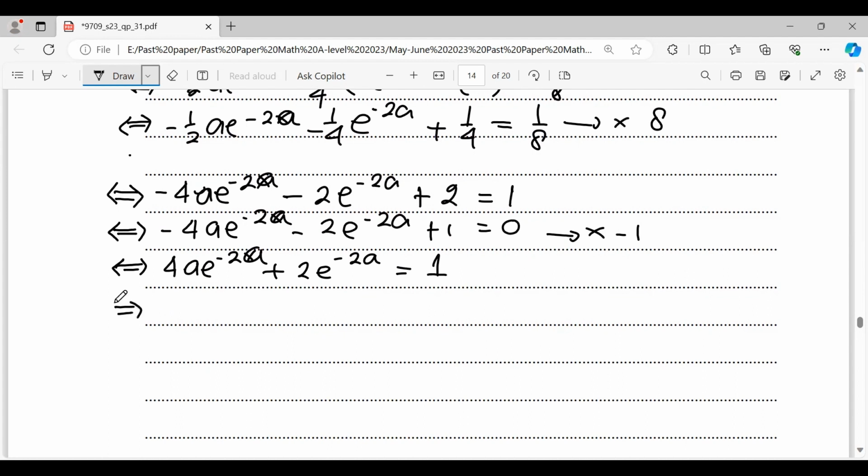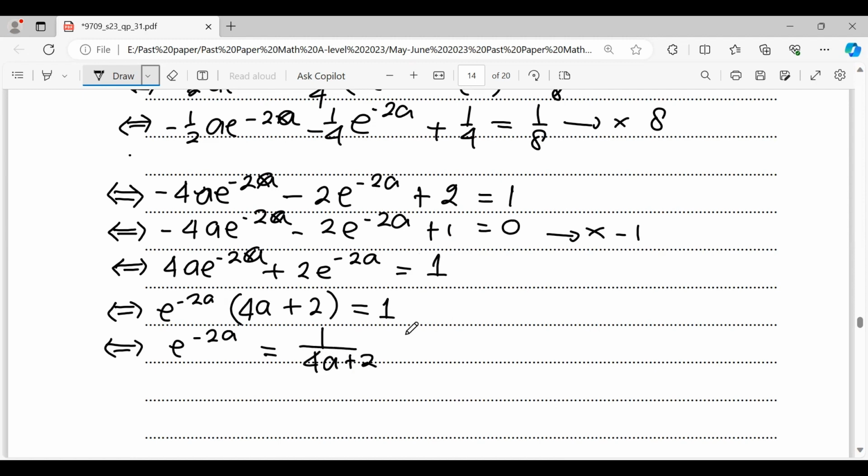After that, factorize: e power negative 2a times 4a plus 2 equals 1. E power negative 2a equals 1 over 4a plus 2, or we may change it to e power positive 2a equals 4a plus 2.